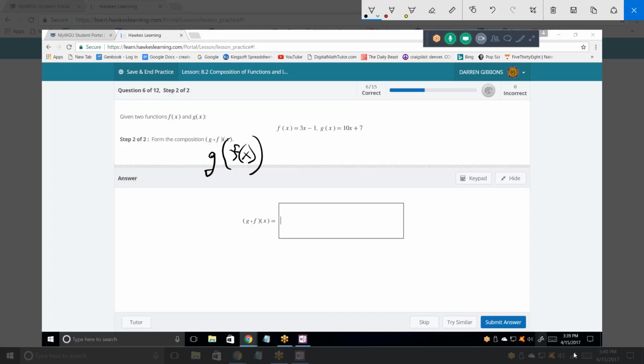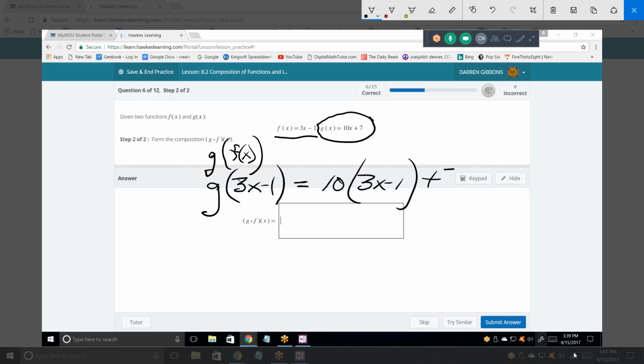Okay, now what's the next row going to be? G of what? So it's 10. No? What's f of x? Fill in f of x. There's f of x. 3x minus 1. Okay. Now, let's figure out what that is. Now we go to our g function. Tell me what I should write. So equals 10, parentheses, 3x minus 1 plus 7. Perfect. Simplify.